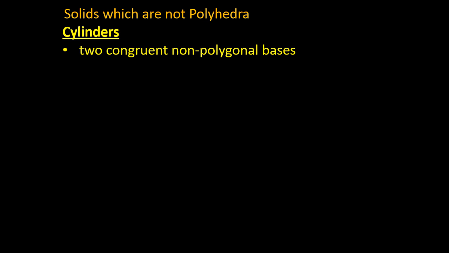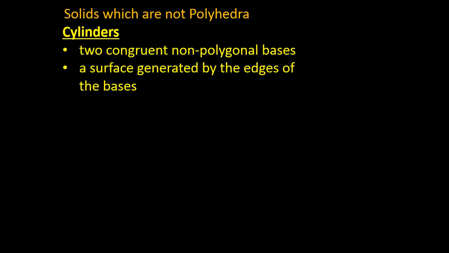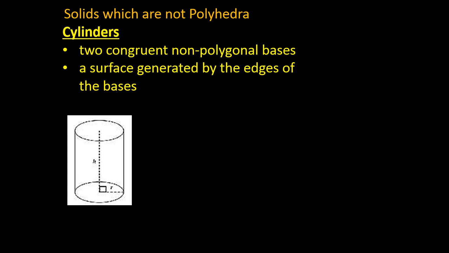There are also solids which are not polyhedra. In other words, the faces aren't all made up of polygons. Cylinders are one example of that. They have two congruent non-polygonal bases and a surface that's generated by the edges of the bases. So when you think of a cylinder, this is probably what you think of. This is a right circular cylinder. It's made up of two bases that are circles.